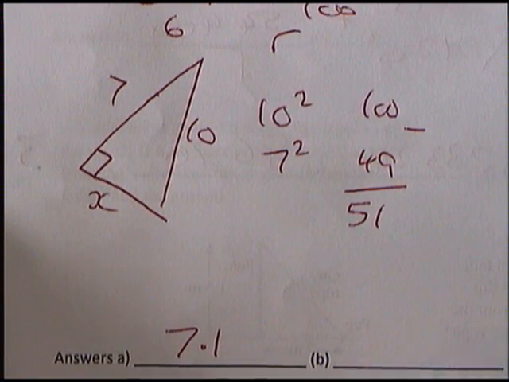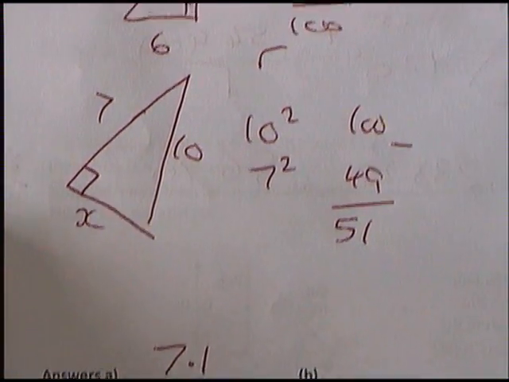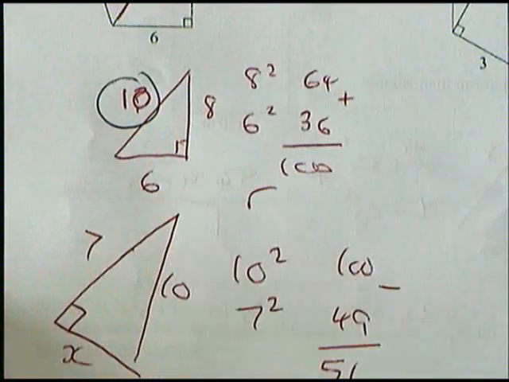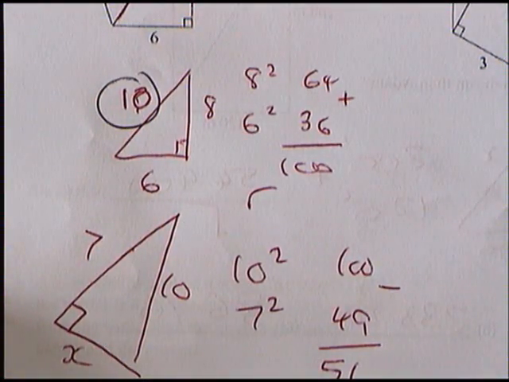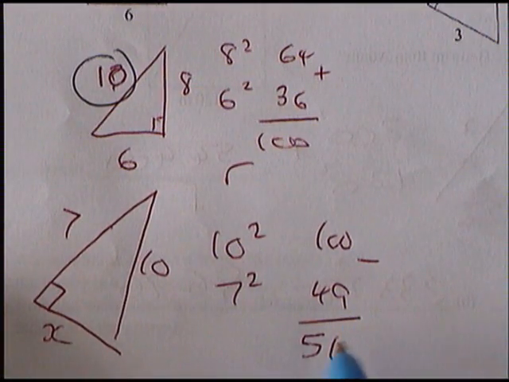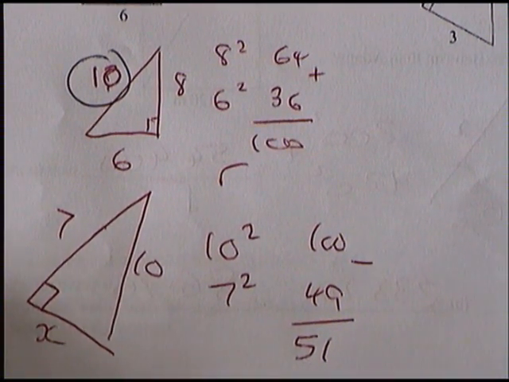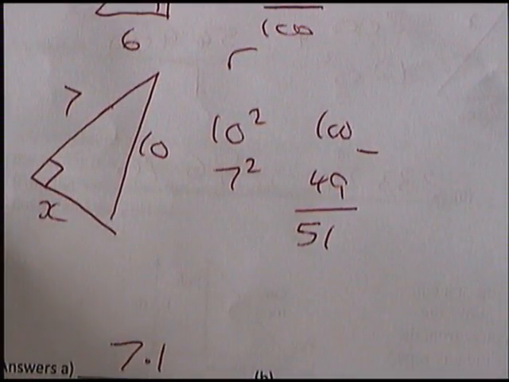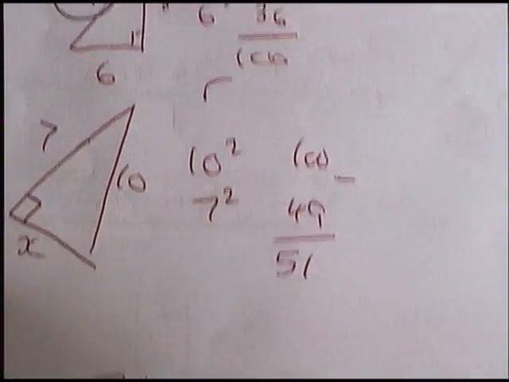There are 3 marks for that question. If you have got this 10, that's worth 1 method mark. If you've had a go at the second one here, using Pythagoras, that's worth the 2nd method mark, even if you've gone wrong. Right, it's 3 marks altogether.